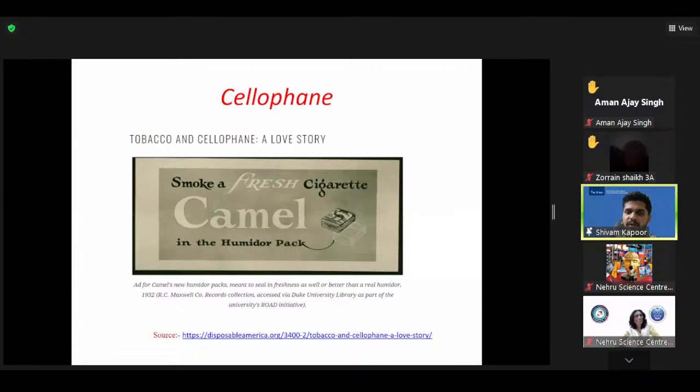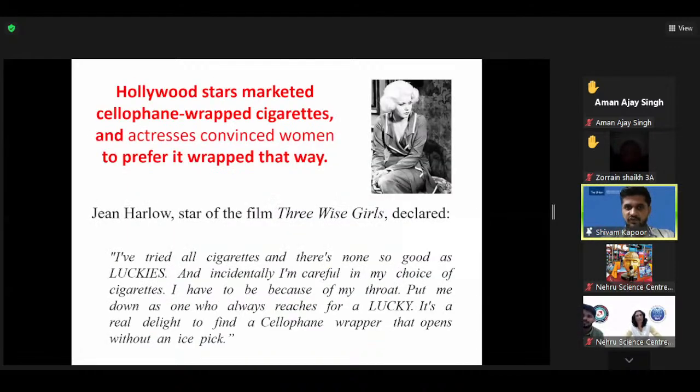Initially, tobacco products, cigarettes and cigars, were entirely packed in foils, but when they found out the use of cellophane, they argued that it preserves the aromas used in cigarette or cigar products. So the first ever cigarette that was marketed and glamorized was the Camel cigarette. It was the first product with this humidor packaging, and it was promoted a lot by Hollywood stars. A film star like Jean Harlow commented that she will always reach out to this kind of cigarette because it has cellophane packaging.